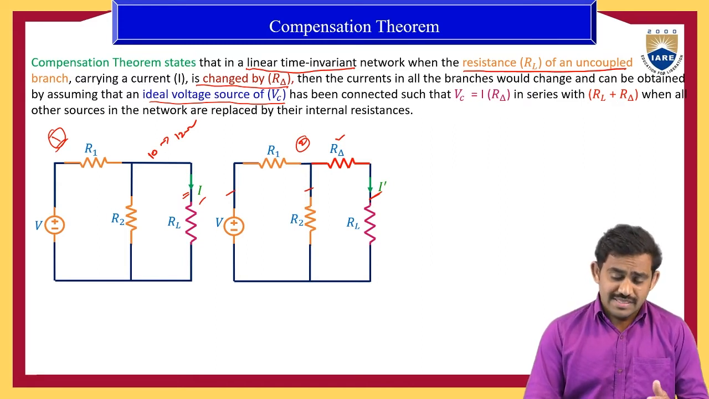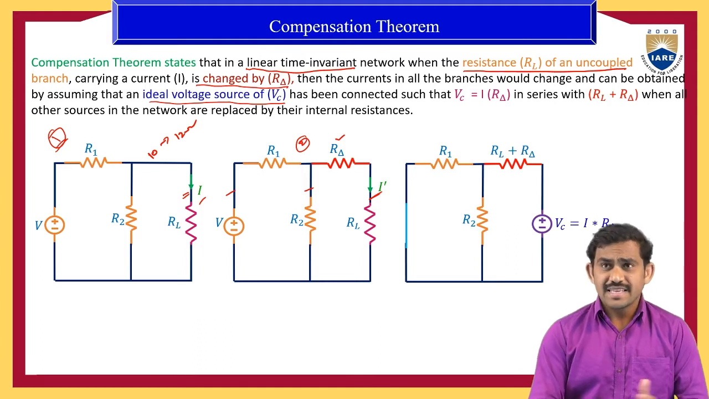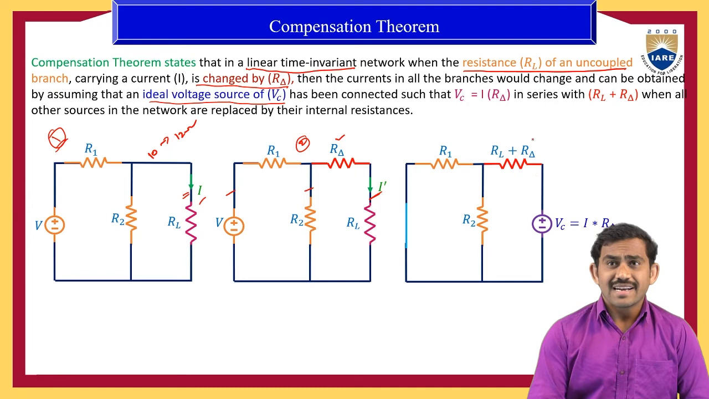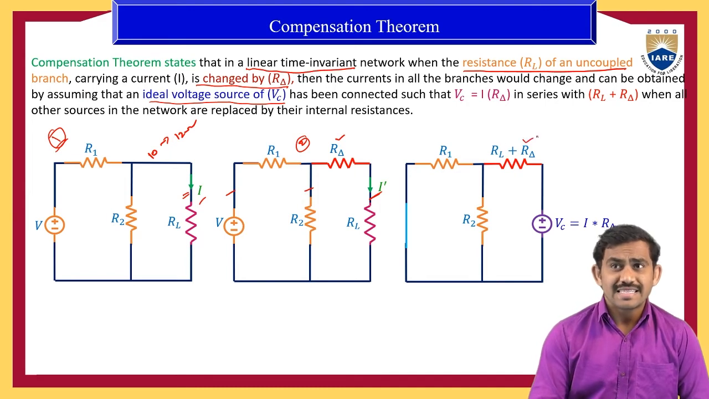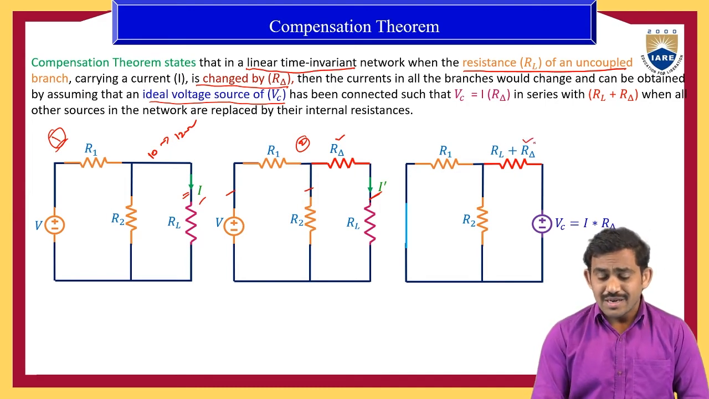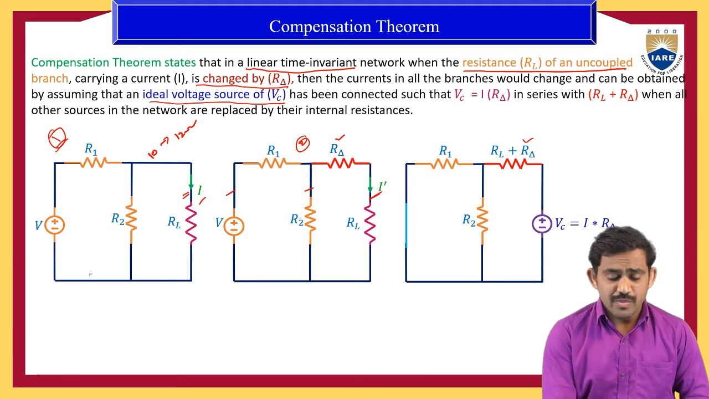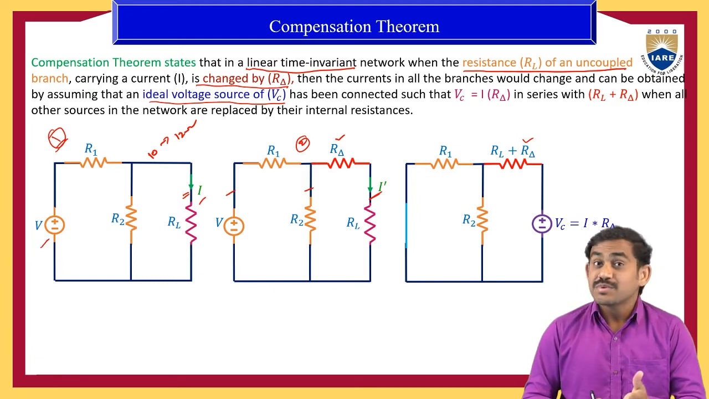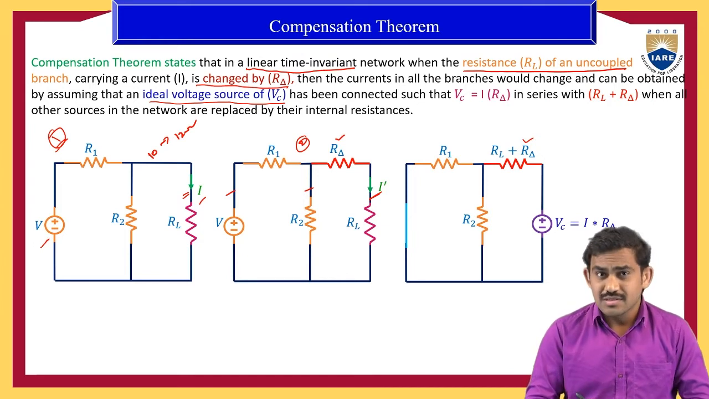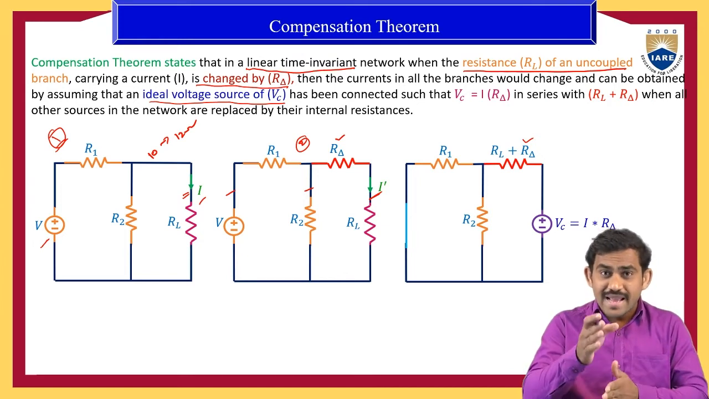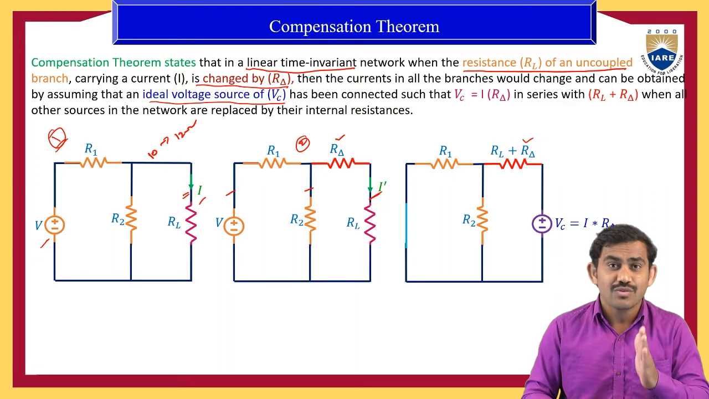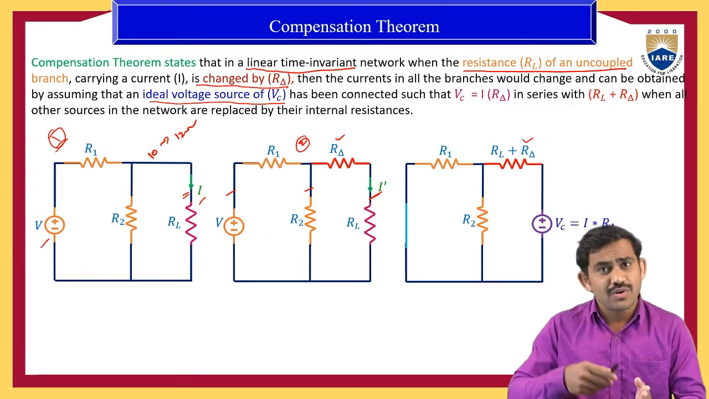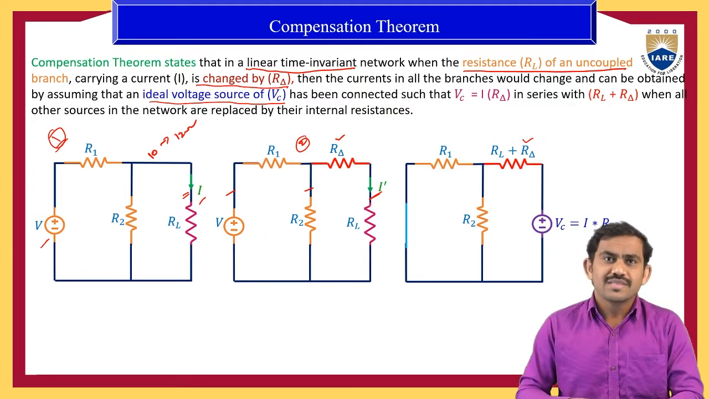So same circuit. R1, R2 and your total resistor RL plus R delta, same circuit. But what about your voltage source? The main source voltage V is short circuited. And if you have a current source, then the current source branch is open circuit. Suppose you have a voltage source, it means short circuit. If you have a current source, it means open circuit.